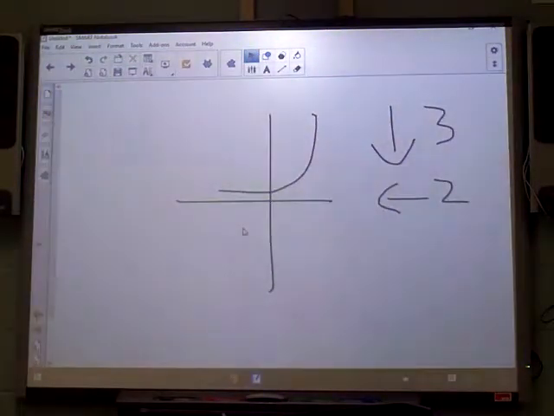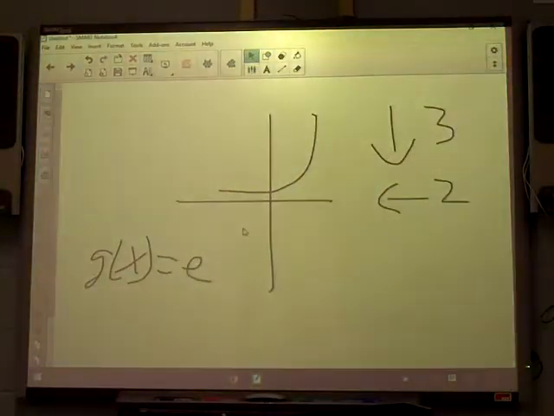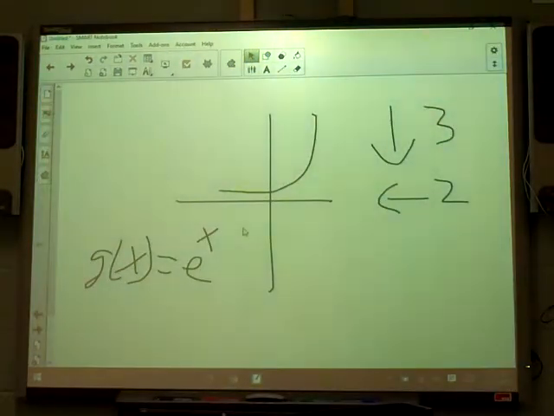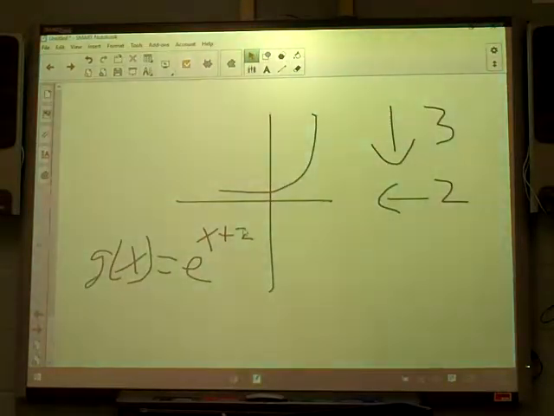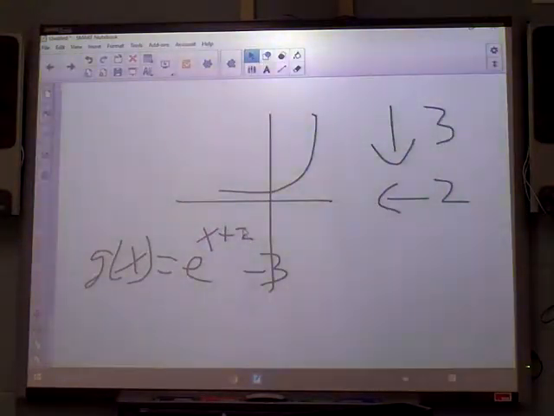Okay, so to write this, we're going to say g of x equals e to the x. Left and right goes with the x, so my x is an exponent. So up there with the exponent, I've got to put left, so +2. And then the -3 will just be stuck on the end. I did pretty good at that.